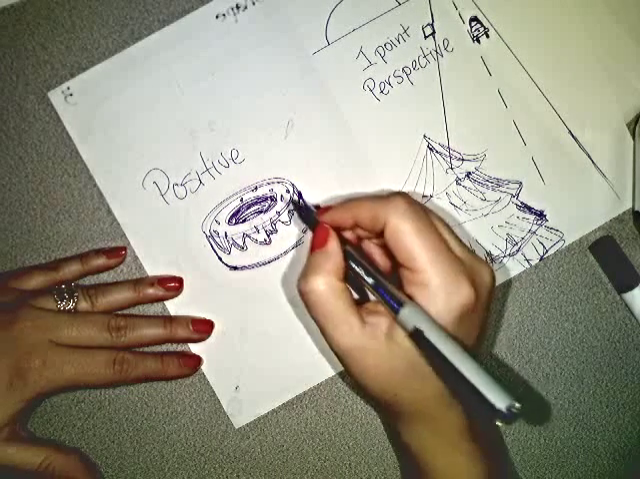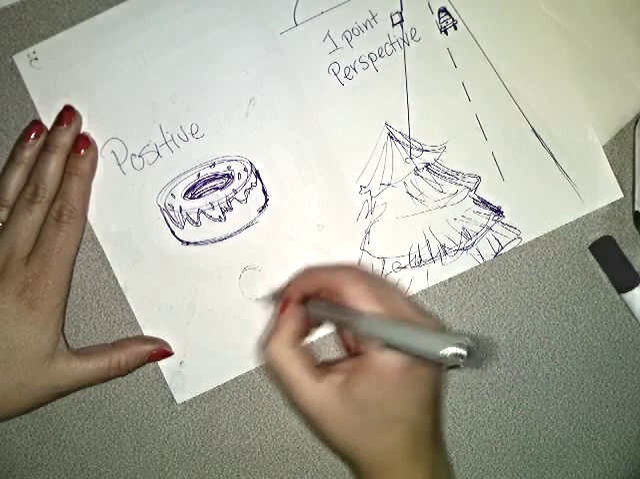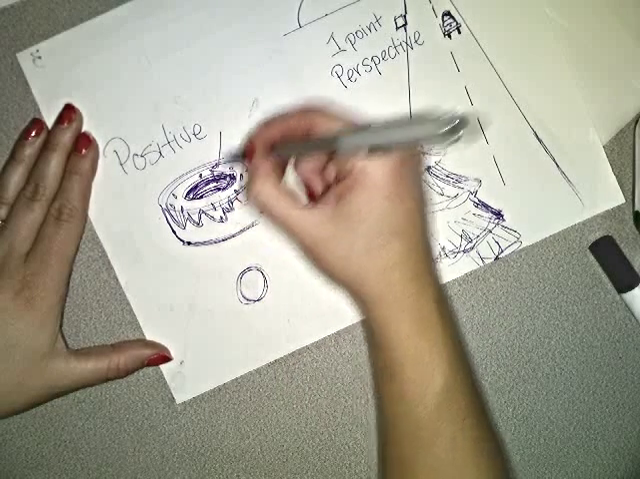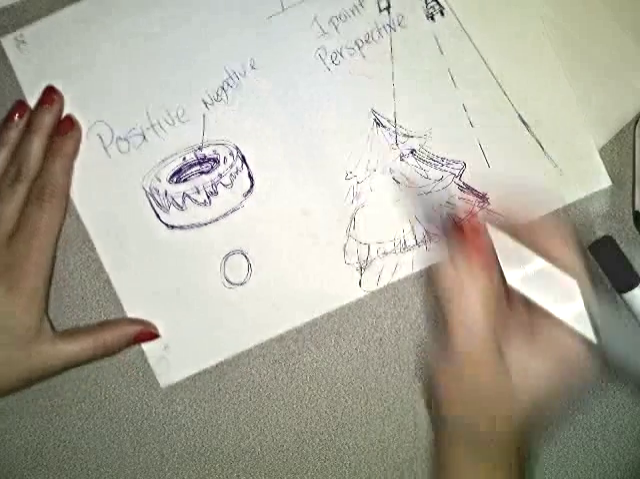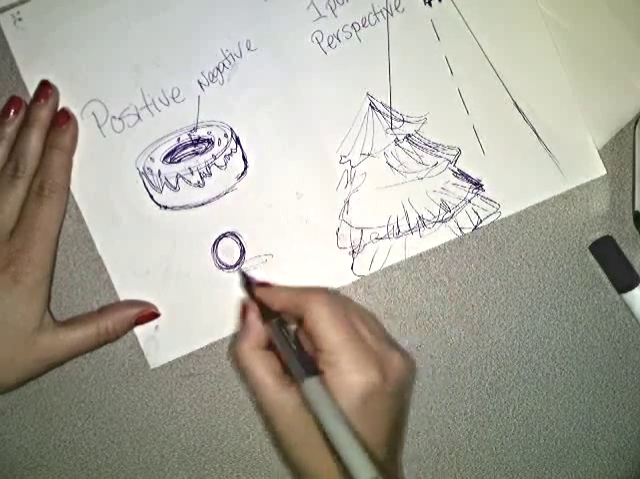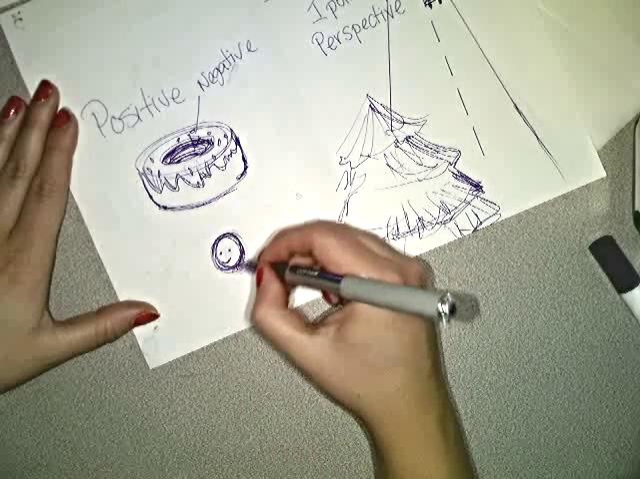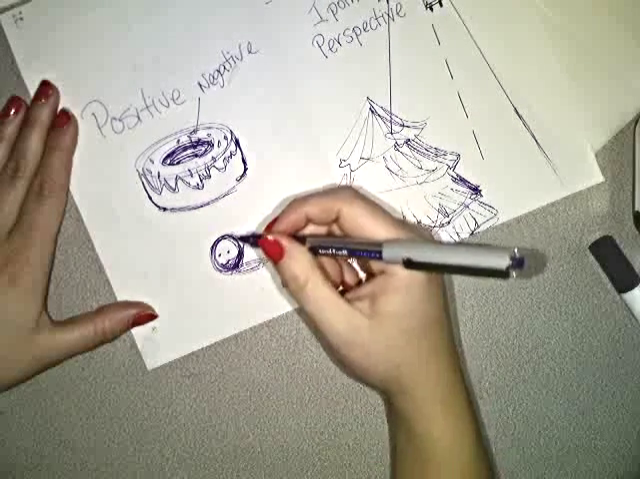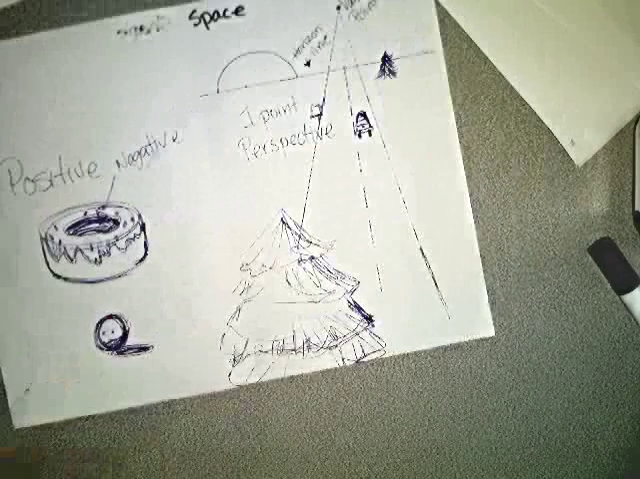You gonna draw a donut? No? I didn't think so. And then the negative space, technically, of that area would be here. That's the negative. And what happens when we take a hole out of the center of a donut? We get a donut hole. All right, there's your space.